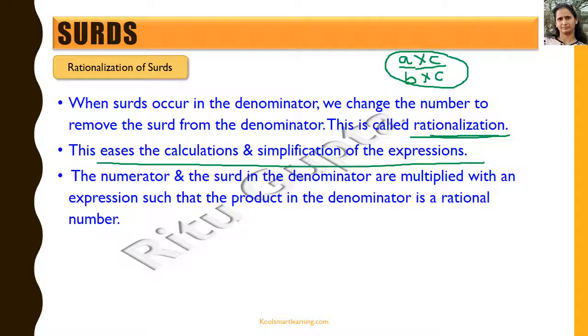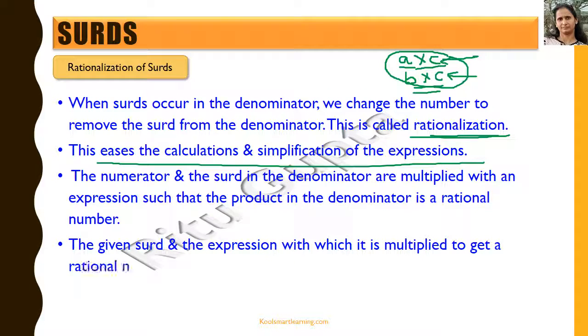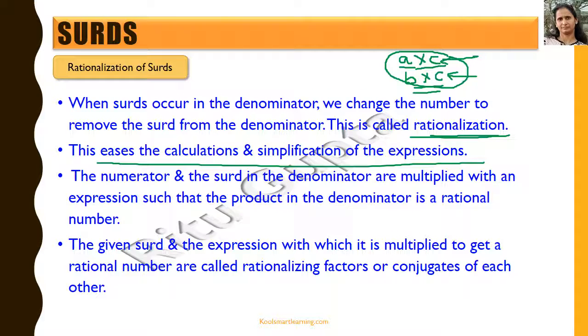So we take the same approach. We multiply the surd in the denominator with another surd in the denominator and in the numerator, such that b into c becomes a rational number. The given surd and the expression with which it is multiplied to get a rational number are called rationalizing factors or conjugates of each other.